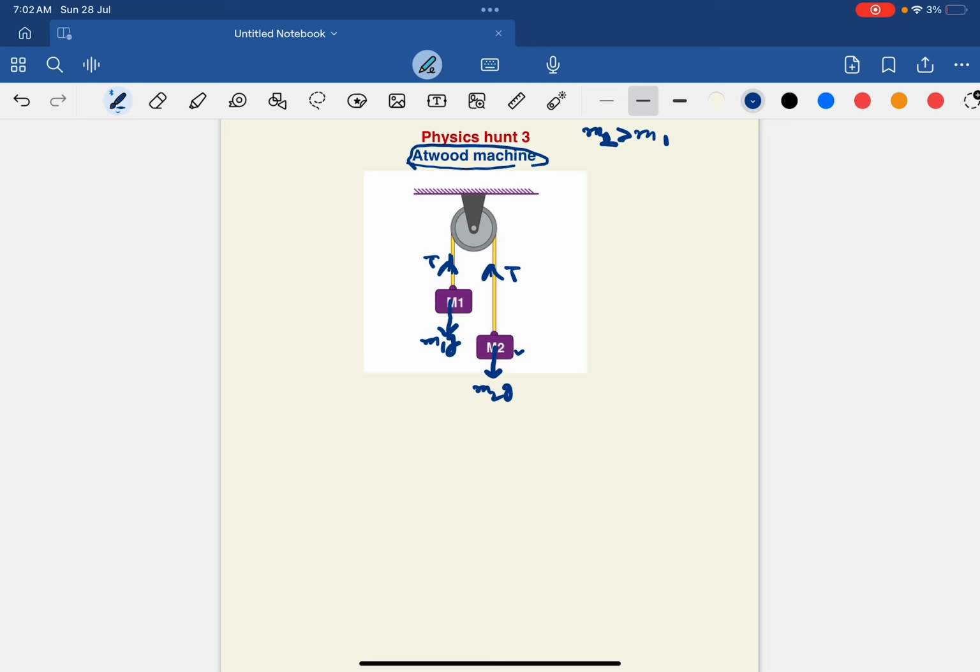Whenever the second object's mass is more, the second object will move downward with some acceleration a, and whenever the second object is moving downward, the first object is moving upward with the same acceleration a. Based on this, we can calculate the acceleration and tension of the two blocks. Look at the diagram carefully here. When the second object is moving downward with acceleration a, m2g acts as an action and the tension is acting as a reaction.